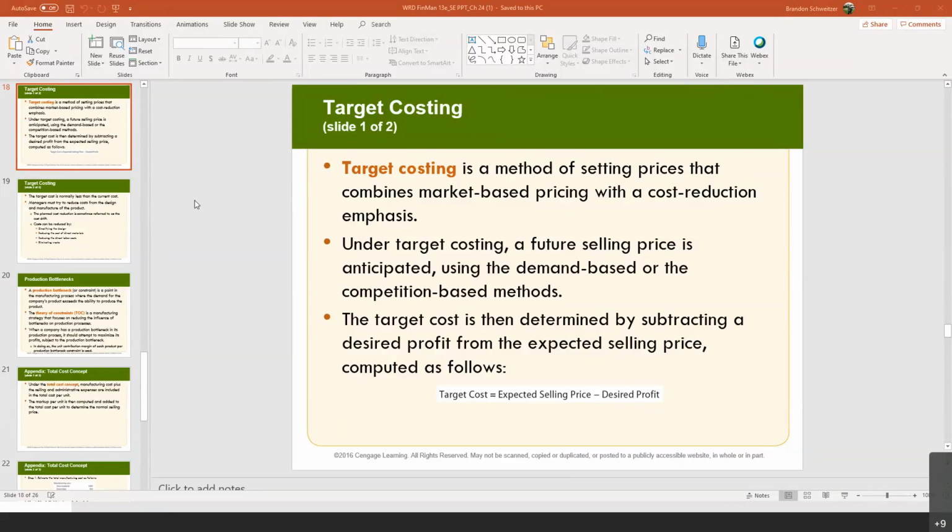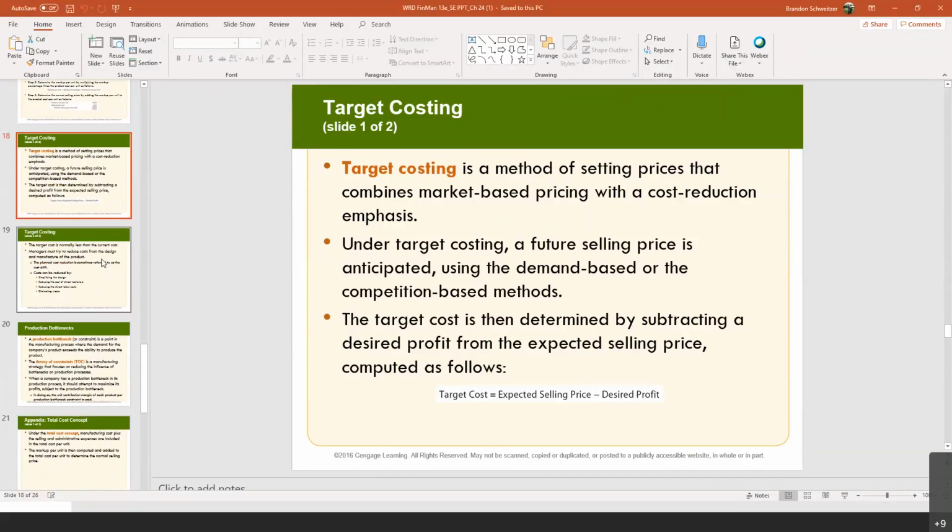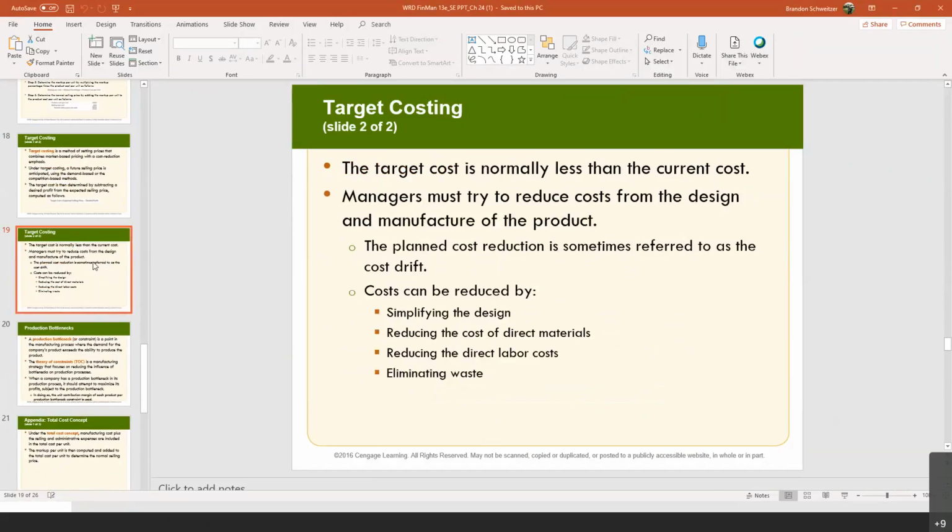Now, under target costing, a future selling price is anticipated using the demand-based or competition-based methods. The target cost is then determined by subtracting a desired profit from the expected selling price. So to get target cost, we take our expected selling price and subtract out the desired profit. That gets us our target cost, okay? Target cost, how much it should cost, how much we want it to cost, basically. So the target cost is normally less than its current cost. That makes sense. Because again, the objective here is to reduce the total cost.